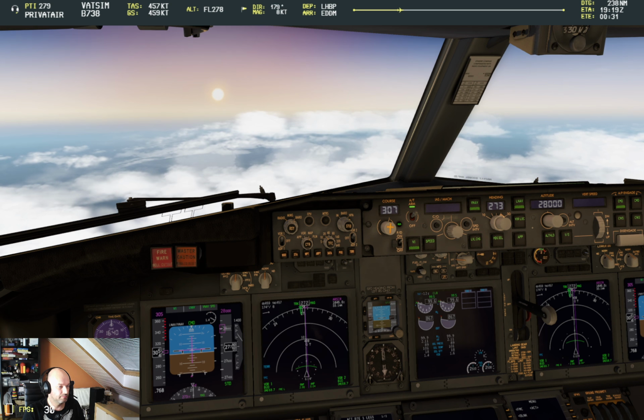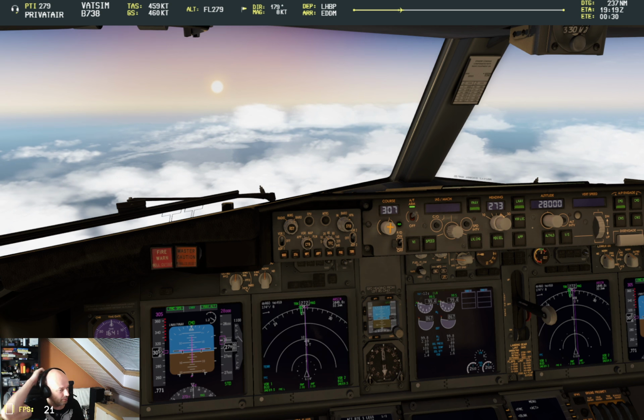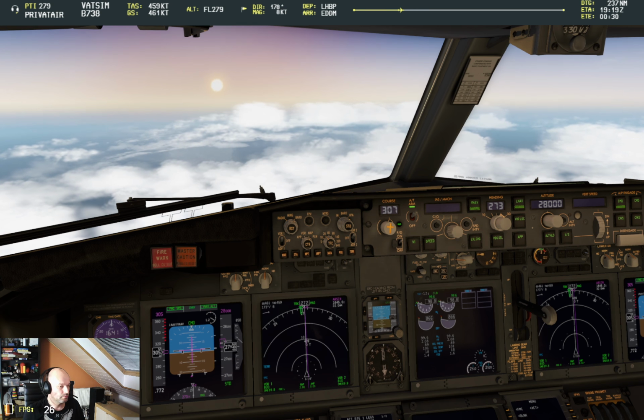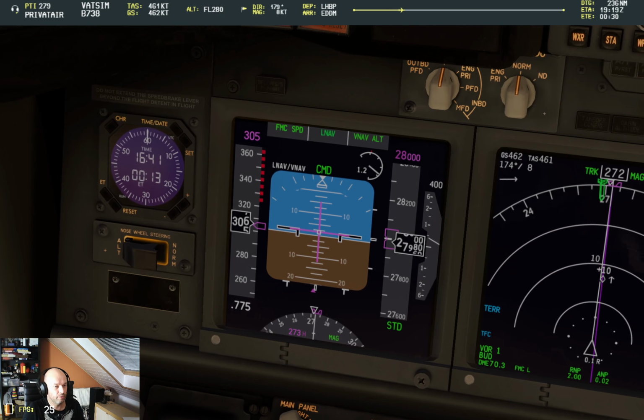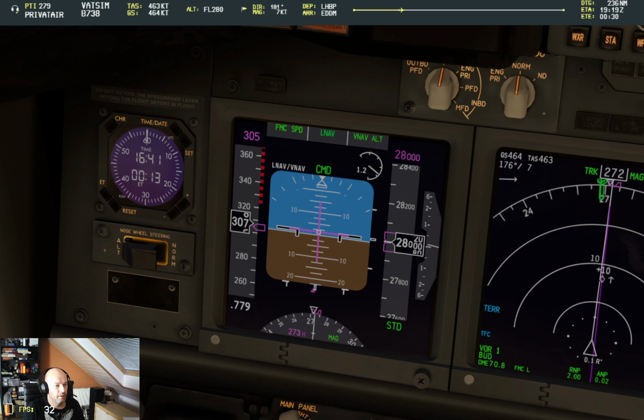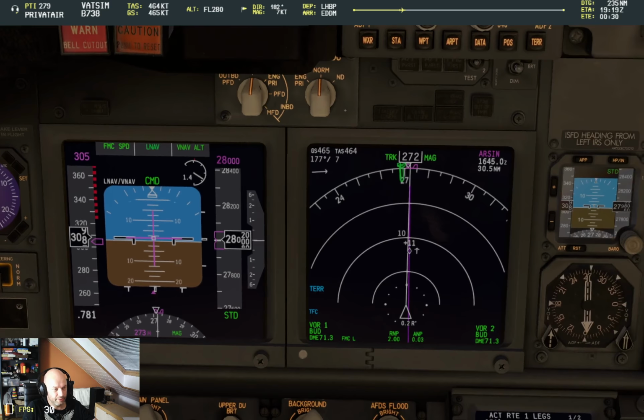301, descend. Initially, flight level. So we are checking that the plane is actually doing what it should do, yeah. So we are leveling off 280, and we are waiting for further climb.